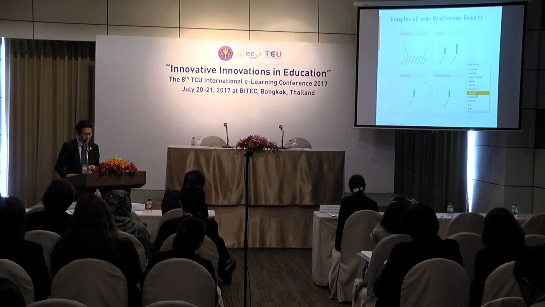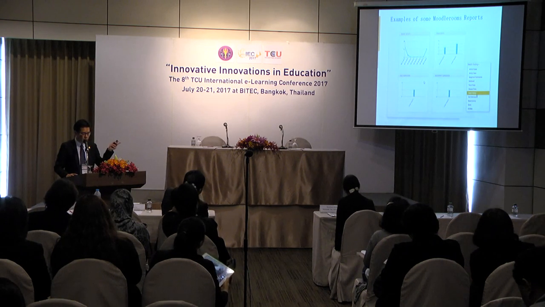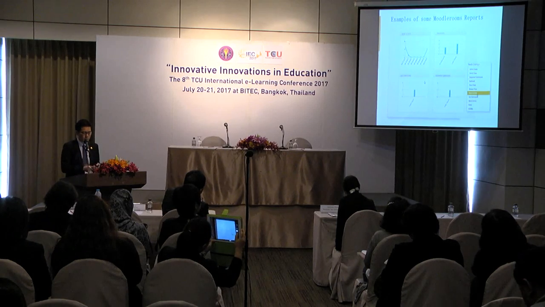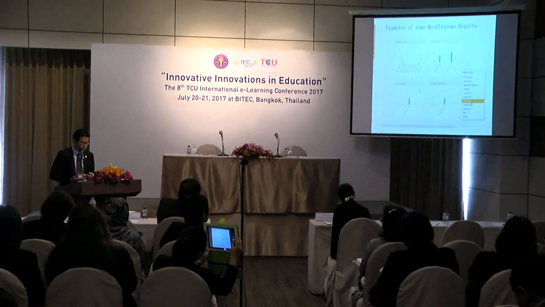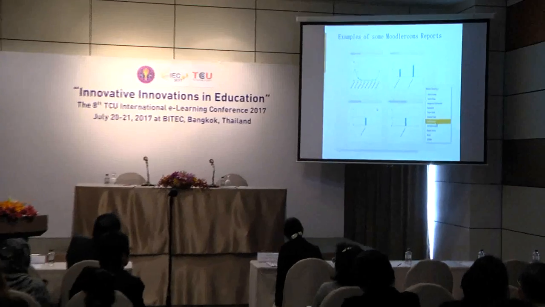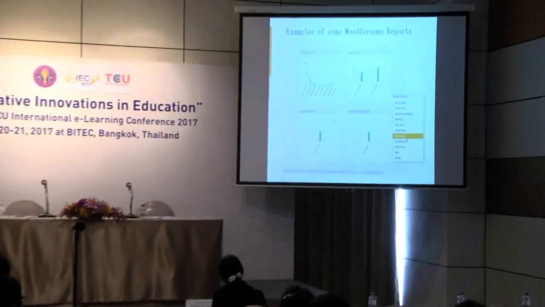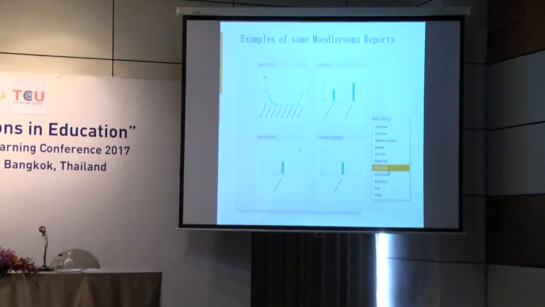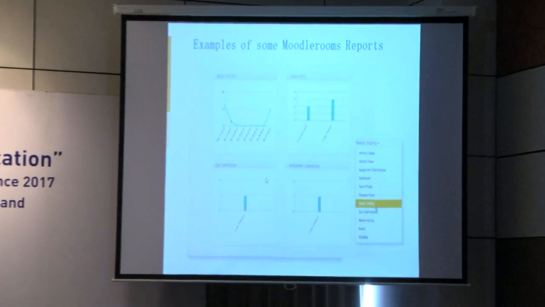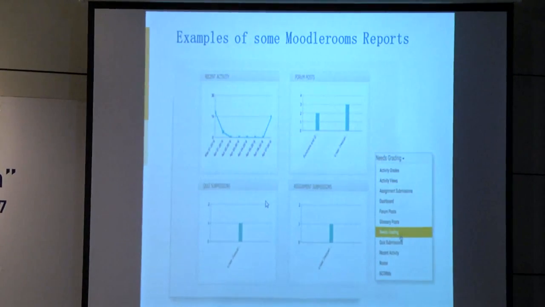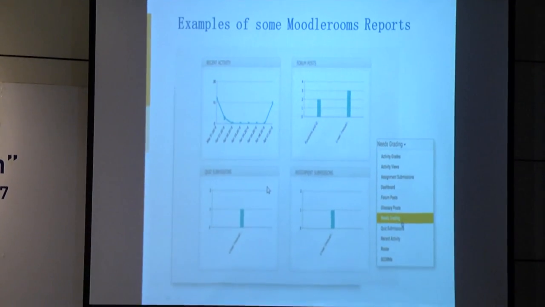This is an example of what I've shown you just now. It's not able to show, but the dashboard is able to show the most recent activities, some of the recent postings, the assignment submissions, and the quiz submissions for the past 7 days. So it gives you a snapshot of the level of engagement over the week.